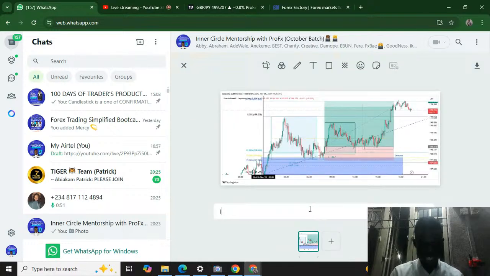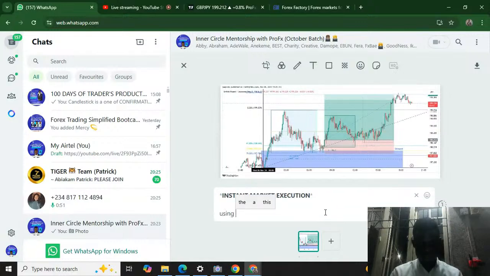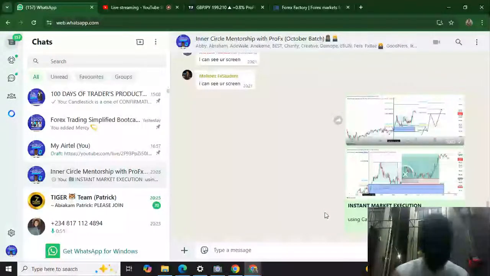Instant market execution using candlestick pattern for confirmation. Do you understand?